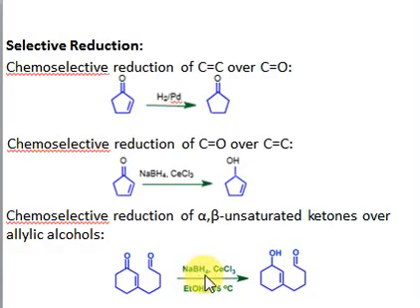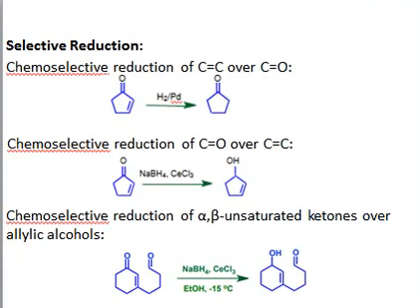So sodium borohydride preferentially reduces the carbonyl group which is conjugated, right? So it can also reduce this carbonyl group, but the product in which this carbonyl group is reduced will be minor, right? So this reagent has preference to reduce this alpha beta unsaturated carbonyl group. This is the selectivity. Okay, this is selectivity in cases when the two functional groups are different.